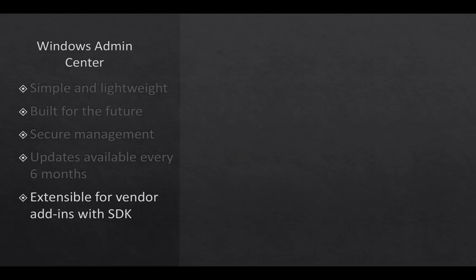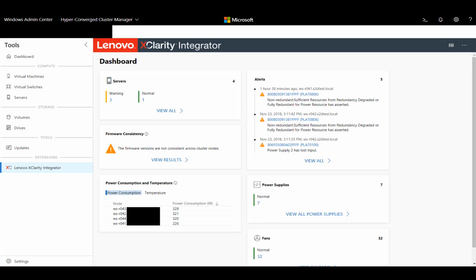what their product is. So for example, Lenovo. Here's the add-in for Lenovo XClarity Integrator. It talks about how many servers are here. It gives firmware consistency, so it'll check firmware, gives power consumption, gives all sorts of alerts. Everything very specific to the Lenovo hardware, so that you don't have to actually jump away to a different UI. Everything is straight from within Windows Admin Center.